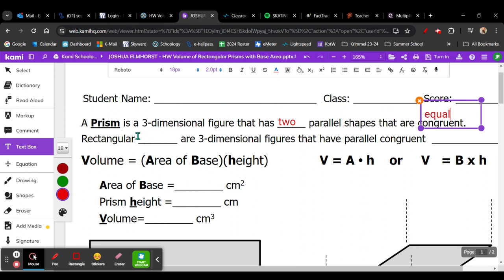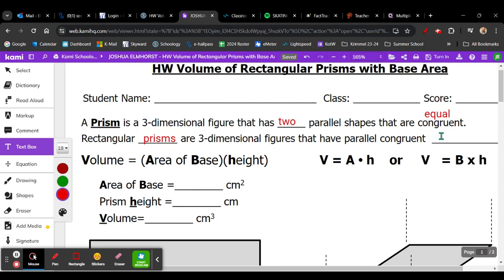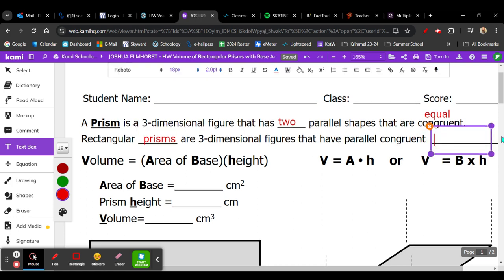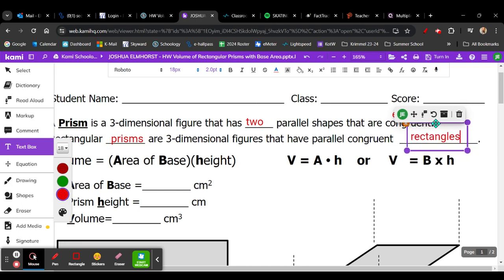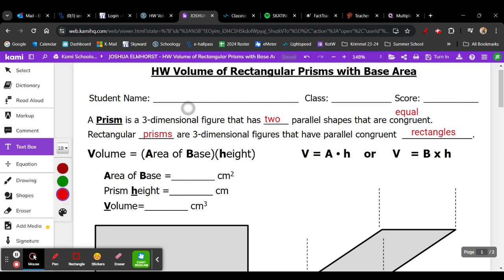So the rectangular prism, P-R-I-S-M, prism. Rectangular prisms are three-dimensional figures that have parallel congruent rectangles or bases. So the prisms are named by their base shape. If the bottom of the three-dimensional figure is a rectangle, then it's a rectangular prism. If the bottom is a triangle, then it is a triangular prism.